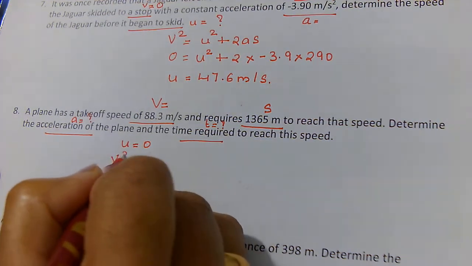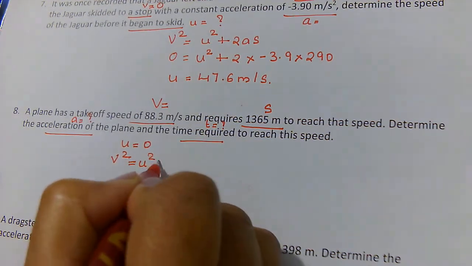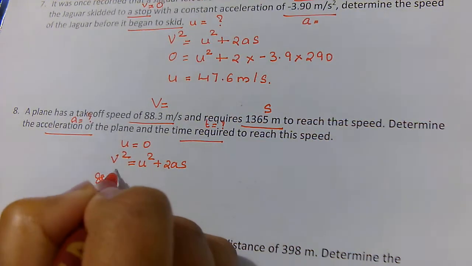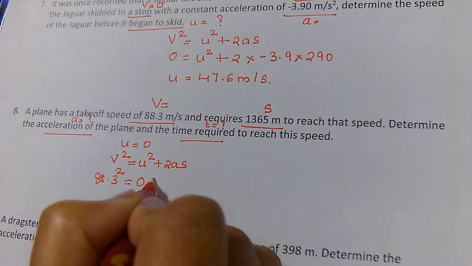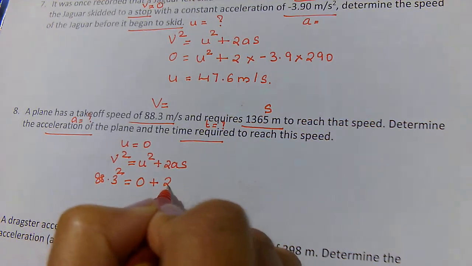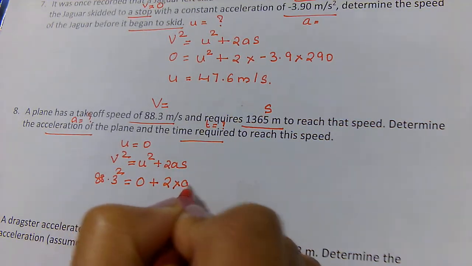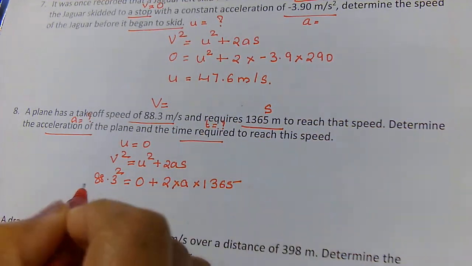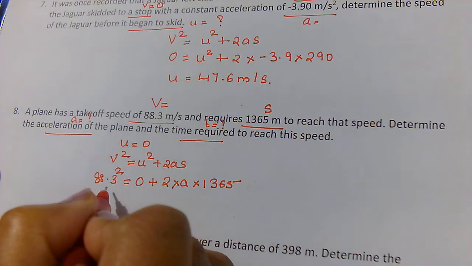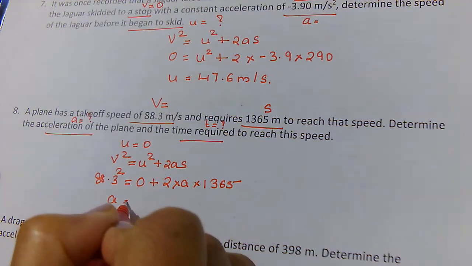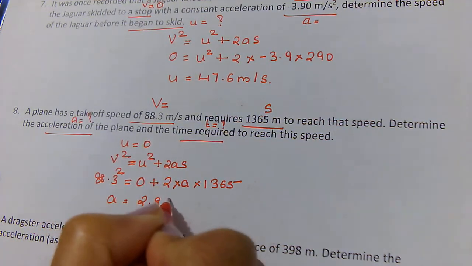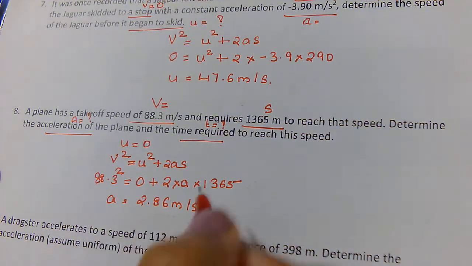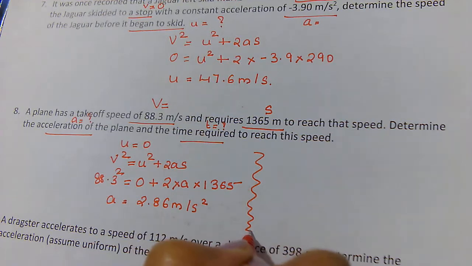So you know U, V and S. Find A. So we go for V square is equal to U square plus 2AS. 88.3 square is equal to 0 plus 2 times A is what we need to find. S is 1365. And if you figure it out, you get the acceleration as 2.86 meters per second square. Okay, that's the first part done.